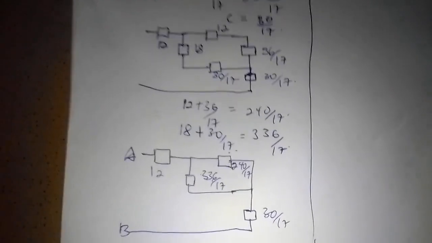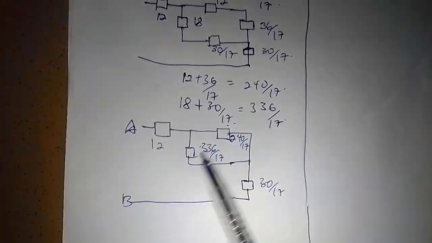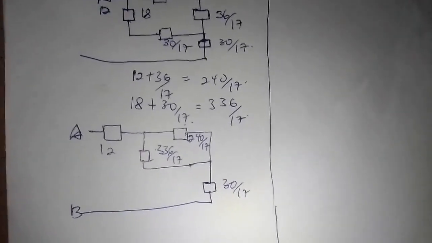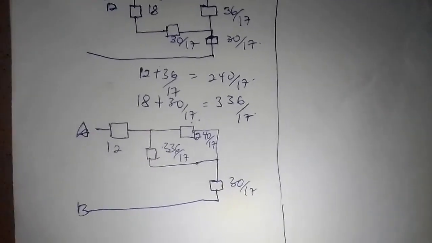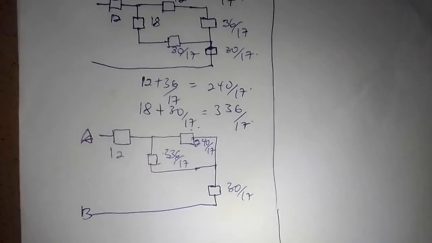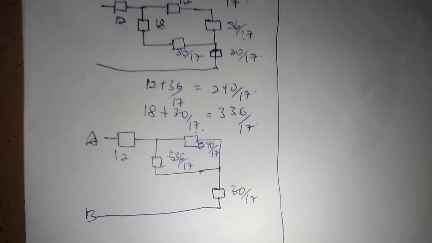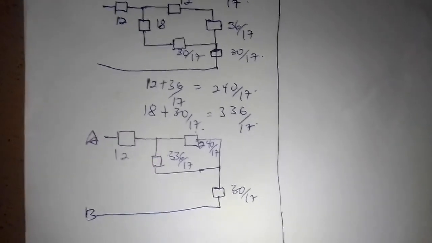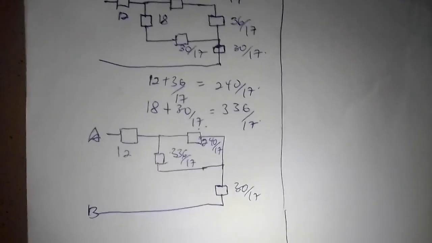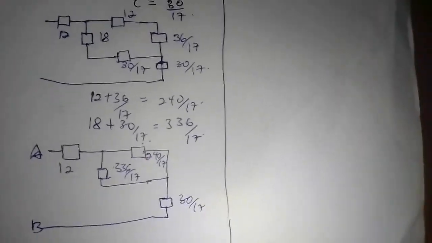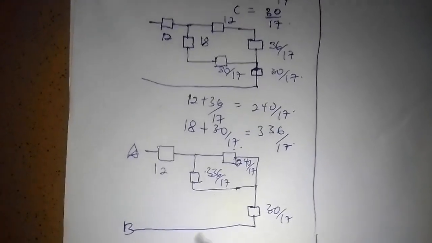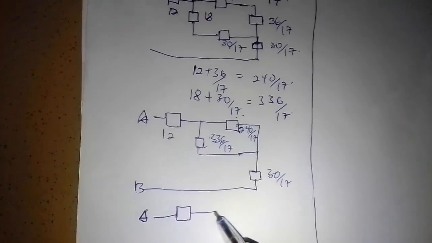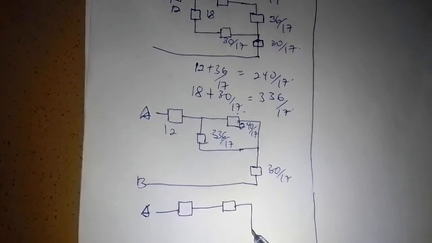So I move further to my simplification, and I can see that these two are now in parallel. In a parallel connection, I'm going to multiply the two of them, that is 240 over 17 multiplying 336 over 17. Then you add the two resistors, so 240 over 17 plus 336 over 17, and that is giving me 140 over 17.